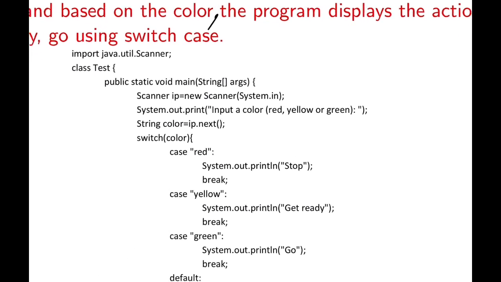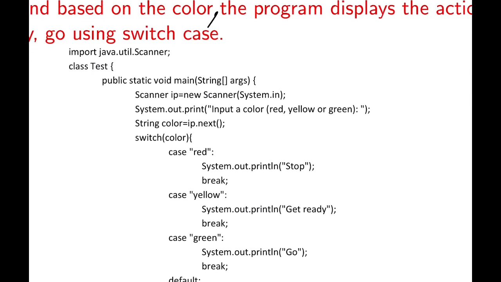So now we will see the program. Import java.util.Scanner. These are the same up to here. System.out.print input a color red, yellow or green. Suppose the user entered red. Then String color equal to ip.next. That means the color is stored in the variable color here.